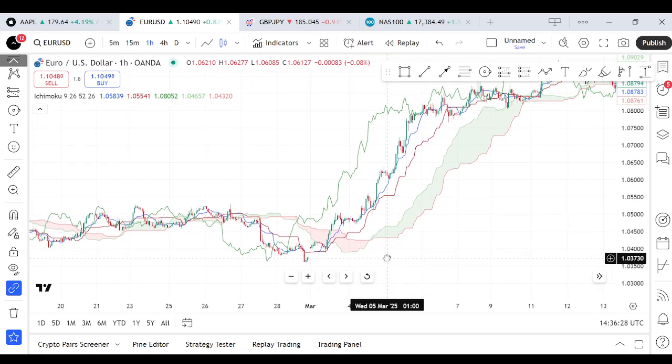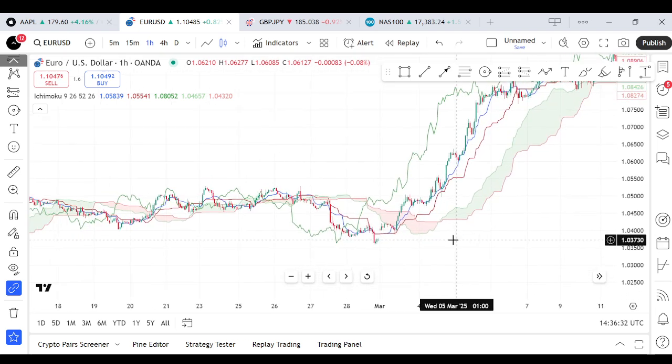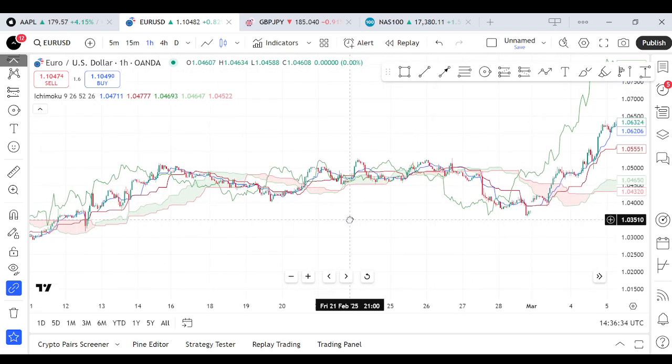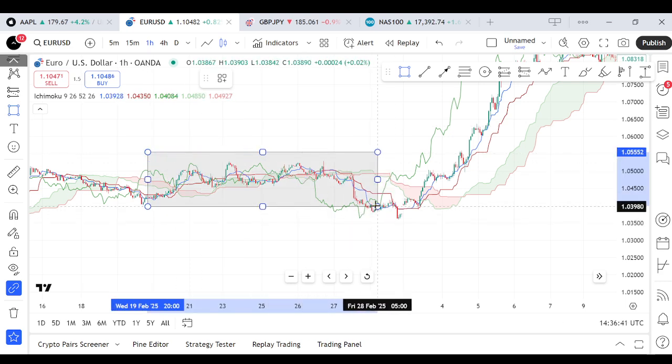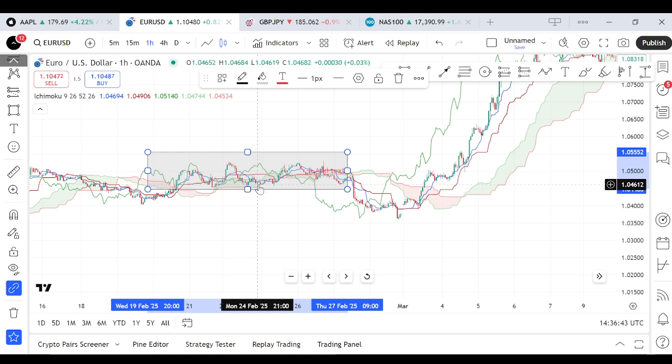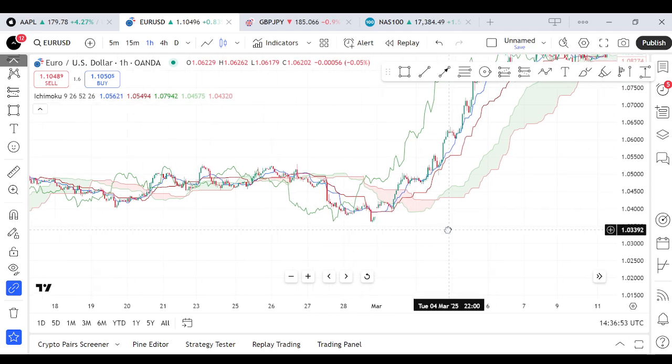If the price is inside the cloud, it indicates consolidation or uncertainty, and it's better to wait for a clearer signal, just like you have happening right here. You can see price is mostly inside the cloud, in and out, with no perfect break above it. That shows that we are consolidating and there's no clear trend in the market.